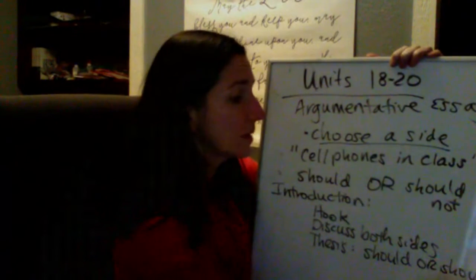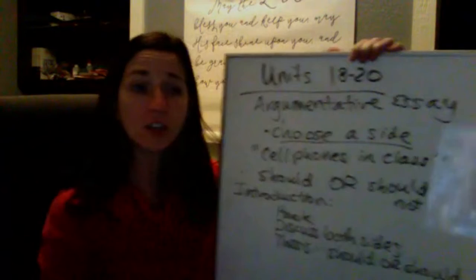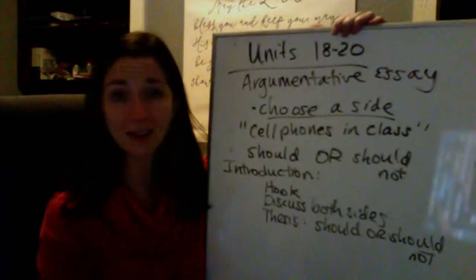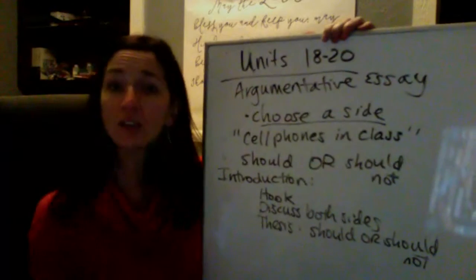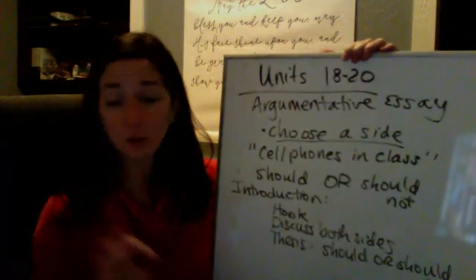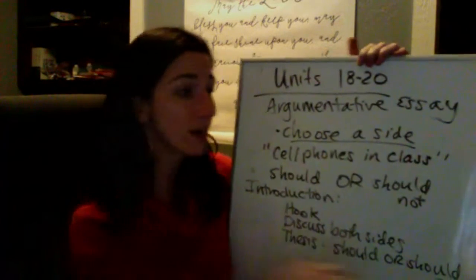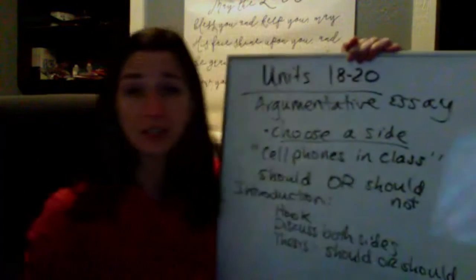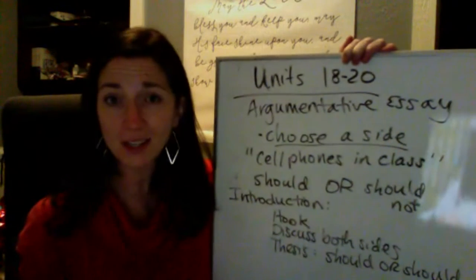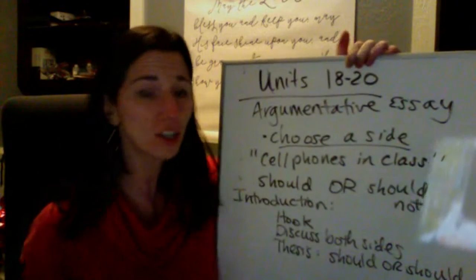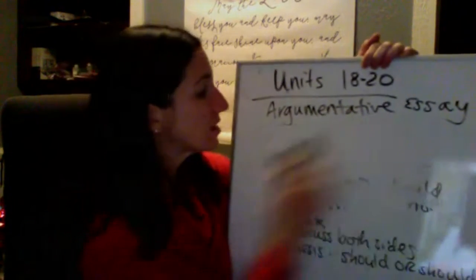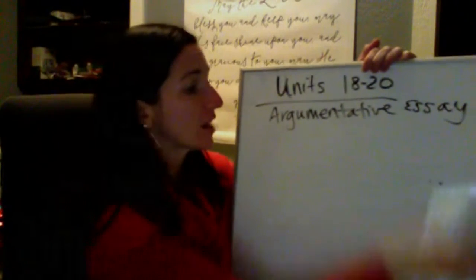Now your thesis should be should or should not. So your thesis will be cell phones should be allowed in class or cell phones should not be allowed in class. You have to choose one. And your thesis will be short, to the point. You don't need to have 3 points. You're actually going to have a general thesis for this. And you'll choose one side, should or should not. All right, so that's our argumentative essay introduction.